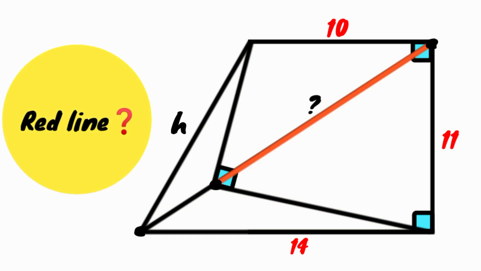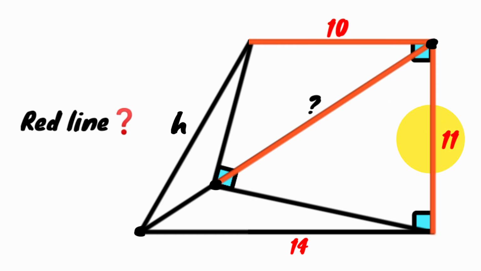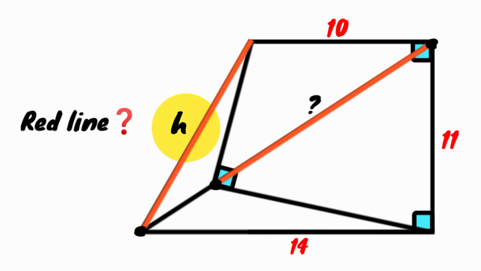We are asked to calculate the length of the red line segment, that is this here. We have the length of this side to be 10 units, that of this is 11 units, and this is 14. This side is assumed to be of length h.